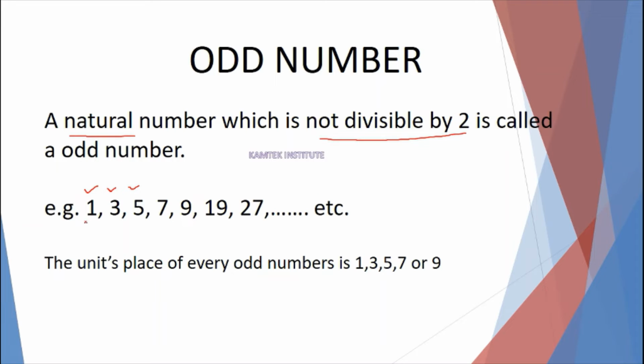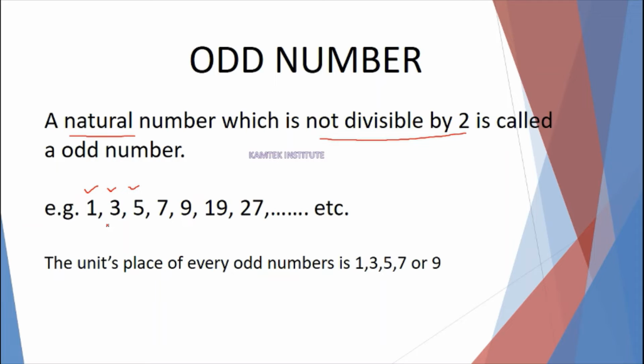अभी 1 को 2 से डिवाइड करो, वो डिवाइड नहीं हो रहा. 3 को डिवाइड करो तो 2 1s are 2, रिमाइंडर इज 1. 5 को डिवाइड करो 2 से, 2 2s are 4 and 1 is remainder. So these numbers which are not divisible by 2 are called odd numbers.